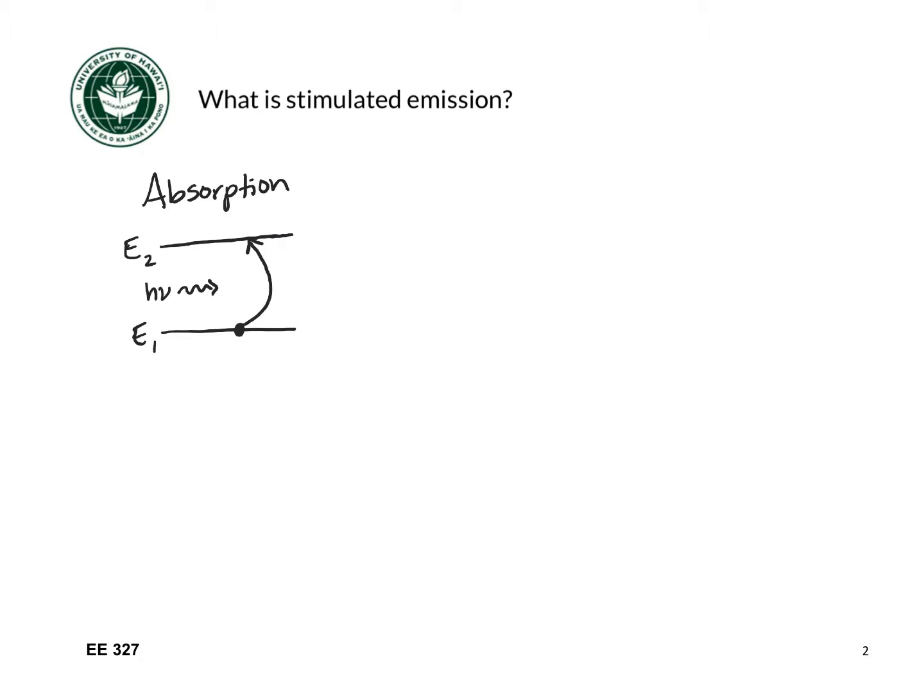So in absorption, the electron moves to a higher energy level by using the photon's energy.